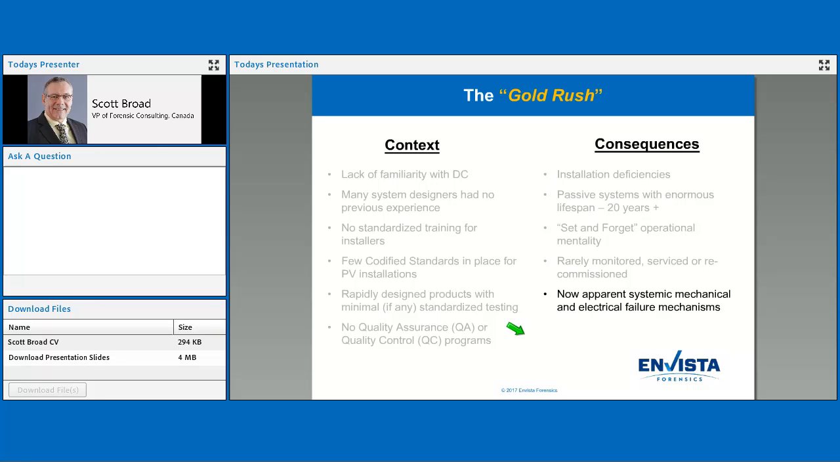What we're seeing now is systemic mechanical and electrical failure mechanisms on the earlier, what they call legacy, systems. And when you've got a 5-year-old system and you're calling it legacy, you know that there was an issue. There's an issue with the way that they were initially installed. And again, the utility infrastructure is outpaced by growth.